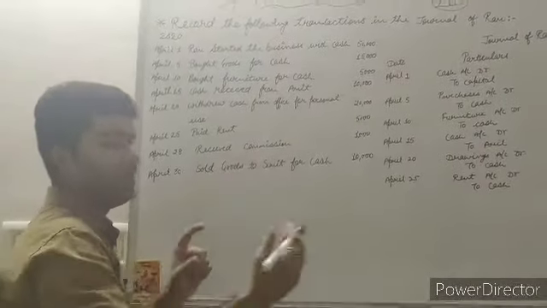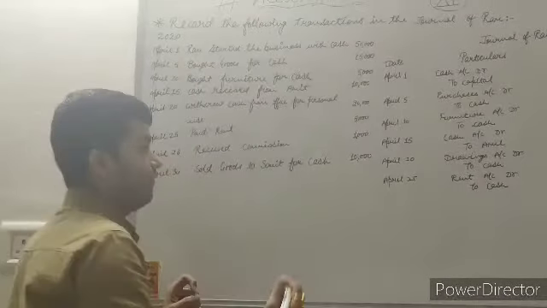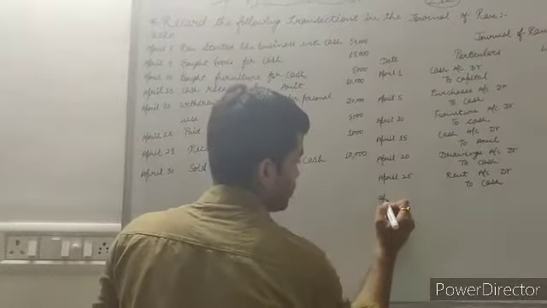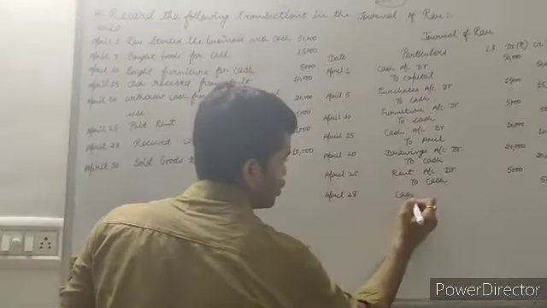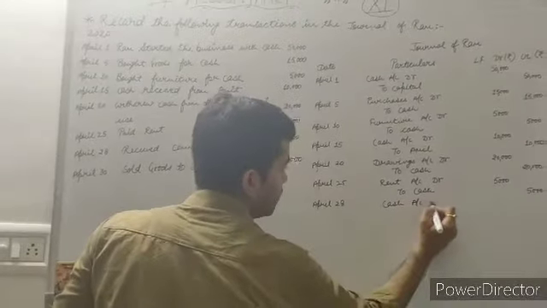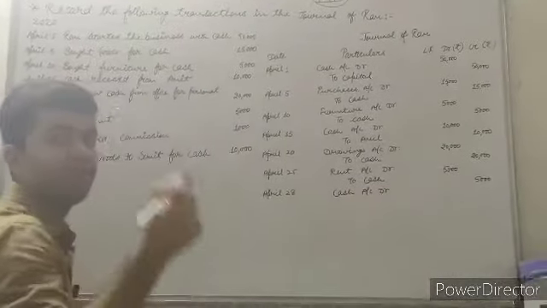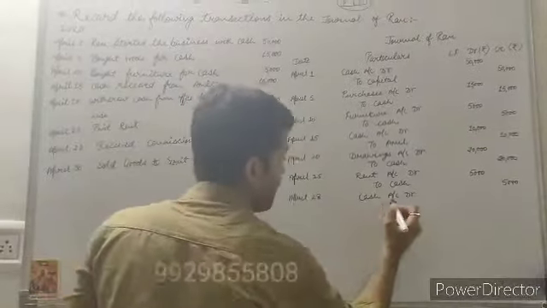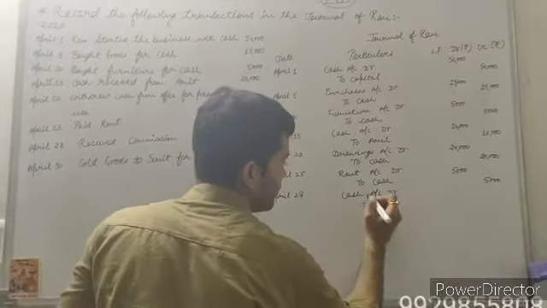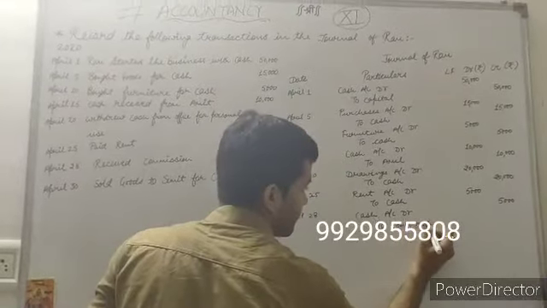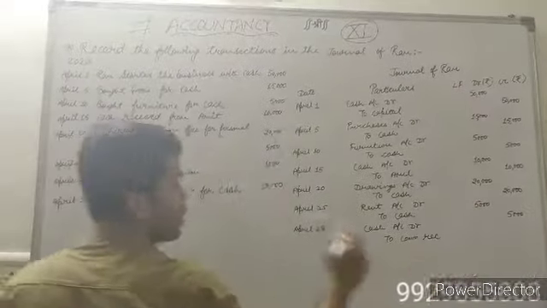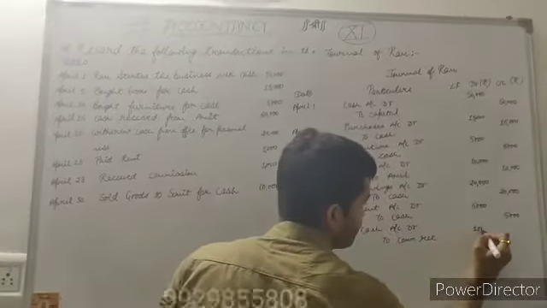Now next, 28 April, he received a commission. When anyone receives a commission, we have to mention it like this: cash account debit to commission received in the credit side, like this, and the amount is 1,000 rupees.